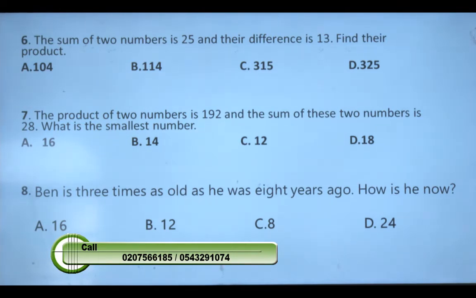Question 6, the sum of two numbers is 25 and their difference is 13. Find their product. Please, if you can't see the options, you can just give me the actual answer. If the answer is 10, tell me it's 10. I will look at the options for you.